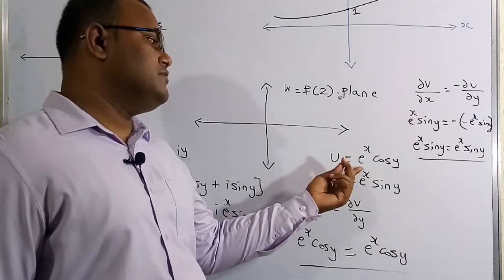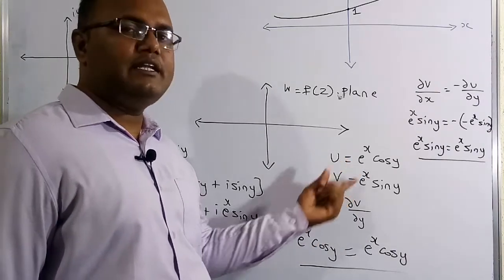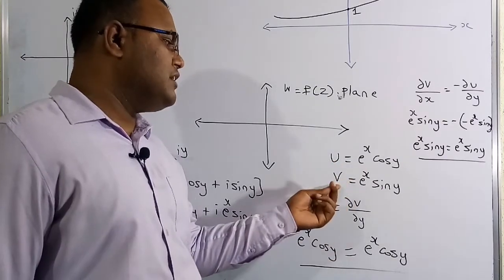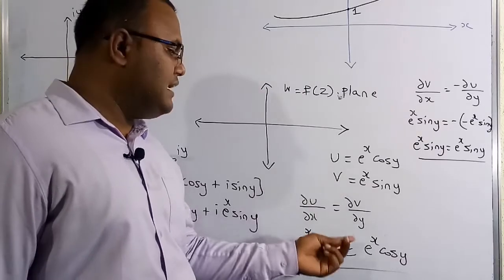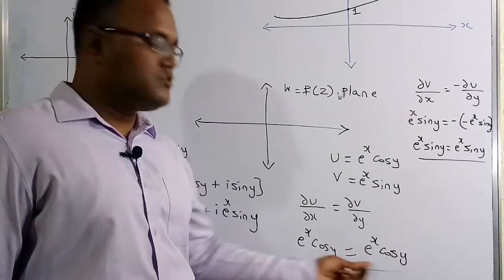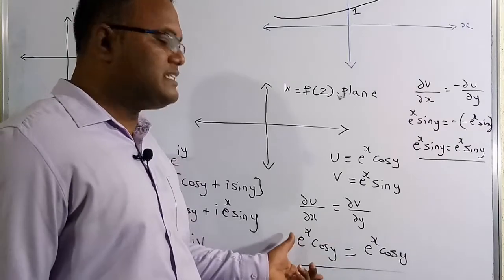So if I do the partial derivative with respect to x for u, I am going to get e to the power of x cos y. Similarly, if you do the partial derivative with respect to y for this function v, we are going to get e to the power of x into cos y. So both the things are equal. So therefore the first condition is satisfied.